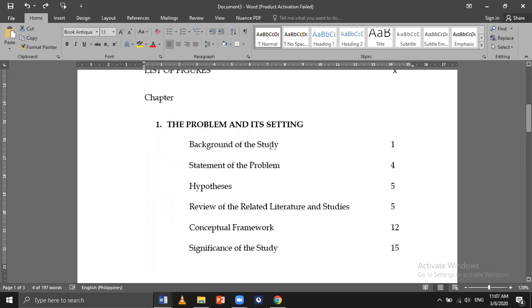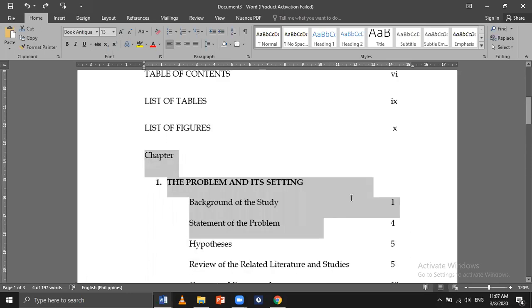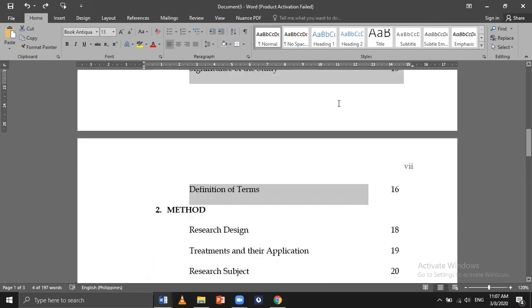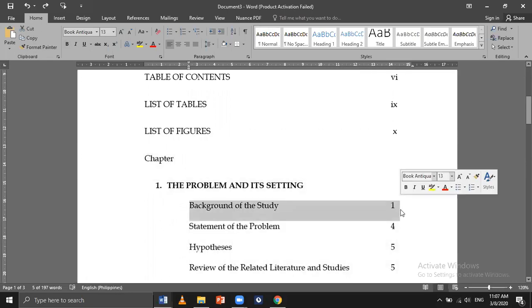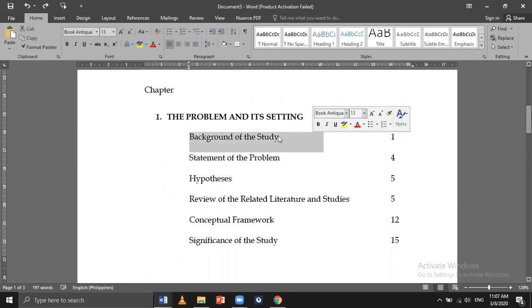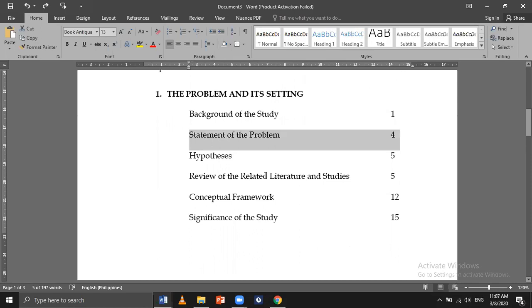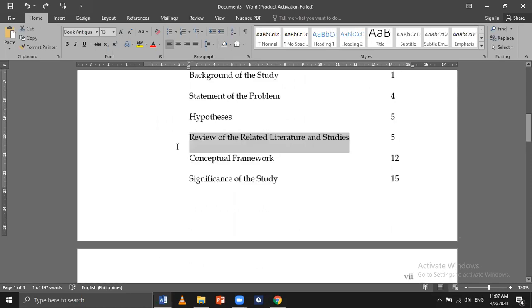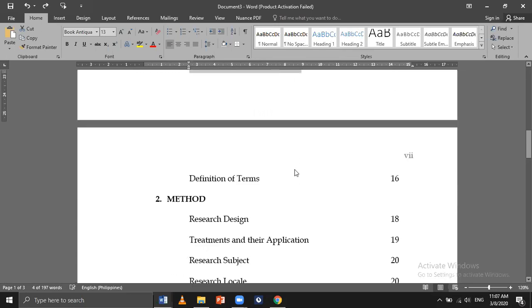Next is chapter 1. The whole chapter 1 is the same for non-experimental and experimental quantitative research. So let's go over the background of the study. This is always on the first page, or page number 1. This is the introduction of the research. Statement of the problem. We have the hypothesis, review of related literature and studies. We have the conceptual framework. We have the significance of the study and then the definition of terms.